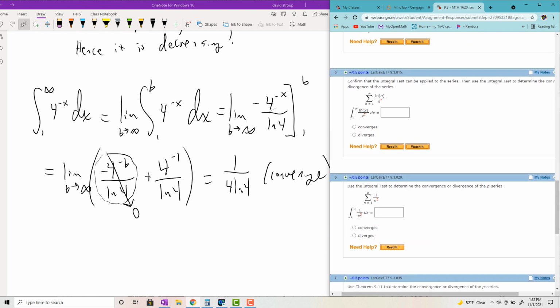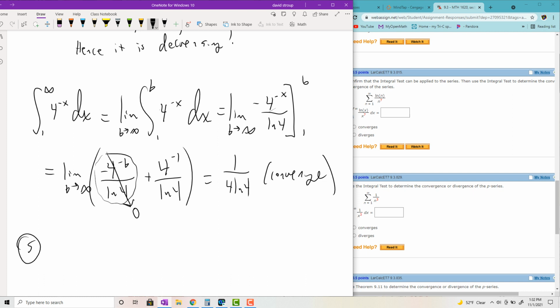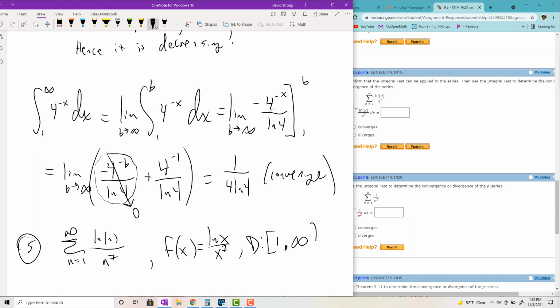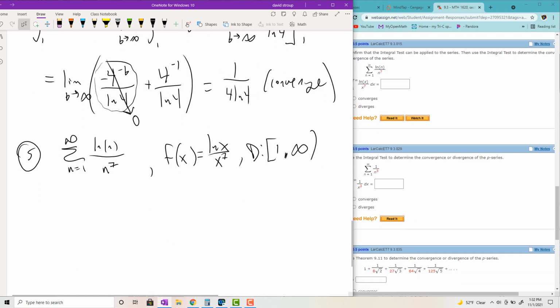Okay, let's look at number 5, see what's going on there. We have the series from n equals 1 to infinity of ln of n all over n to the 7th. So we're considering the function f of x equals ln x all over x to the 7th. And the domain for this is going to be from 1 to infinity, supposedly. So we want to go through and show all the rigmarole is true.